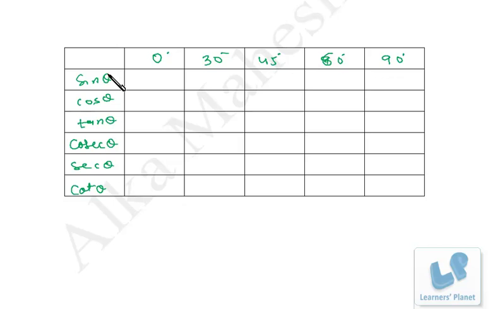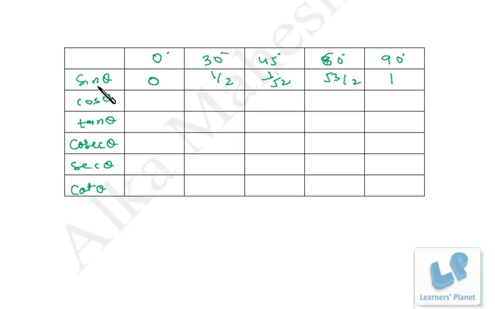Okay, so when theta is 0 degree, sin 0 will be 0. When theta is 30 degree, sin theta will be half. This is 1 by root 2. This is root 3 by 2, and this is 1. Don't worry, I will just let you know how to calculate all these values. First of all, let's fill up the chart.